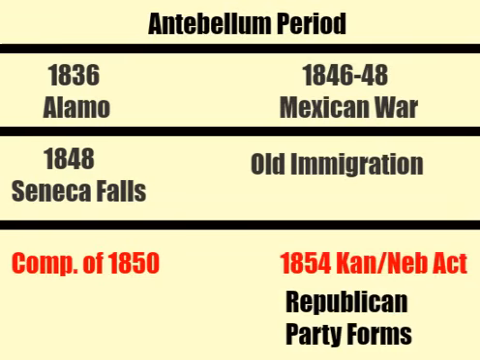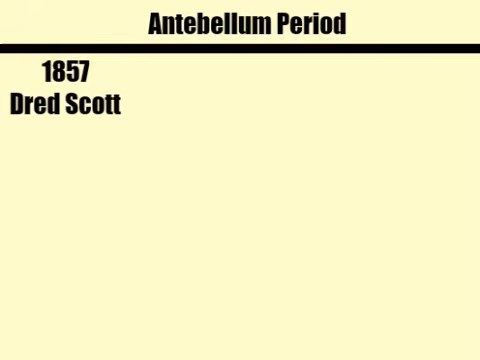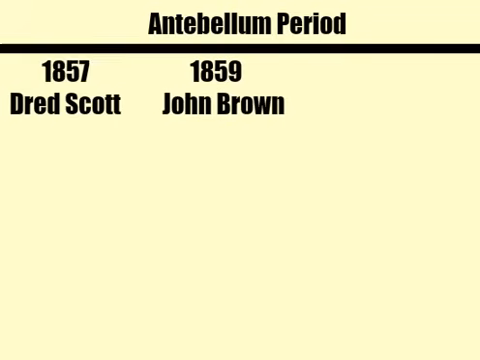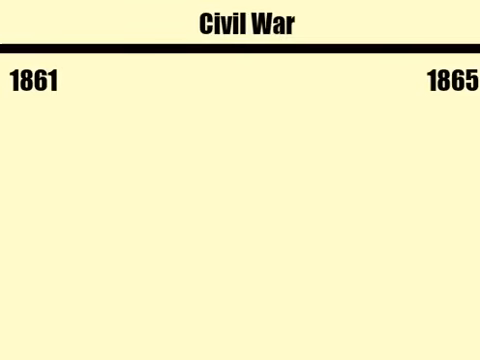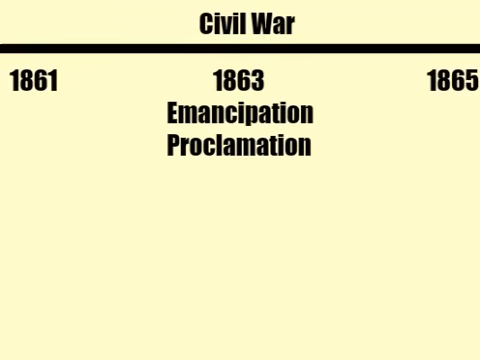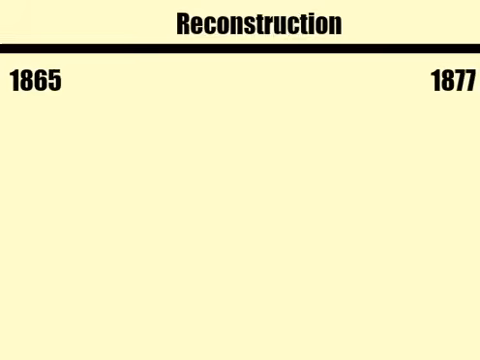Also in 1854, you have the founding of the Republican Party. 1857 was the Dred Scott case, 1859 was John Brown's raid, and ultimately in 1860, you have the election of Abraham Lincoln and the secession of the South. From 1861 to 1865, it's the Civil War. Note that in 1863, you have the Emancipation Proclamation taking effect. 1865 to 1877 was Reconstruction.